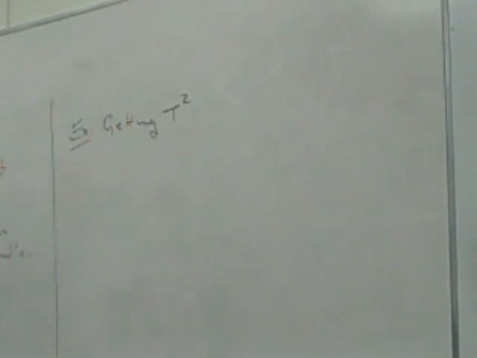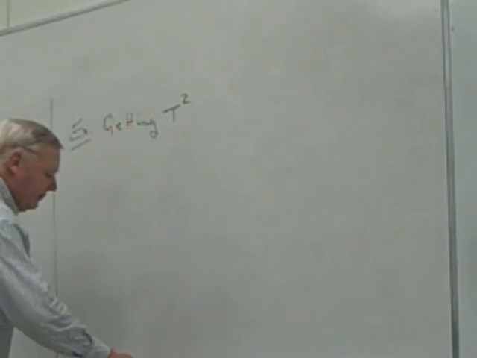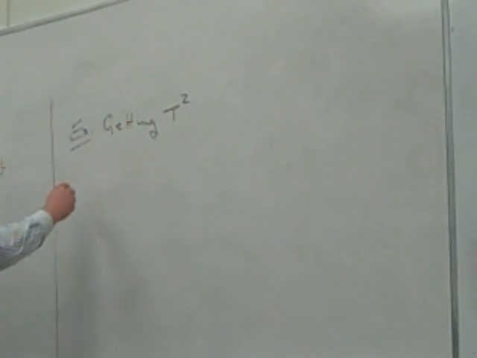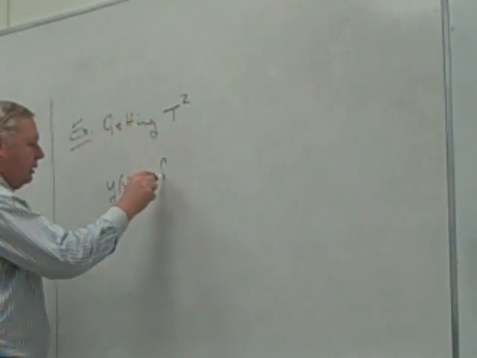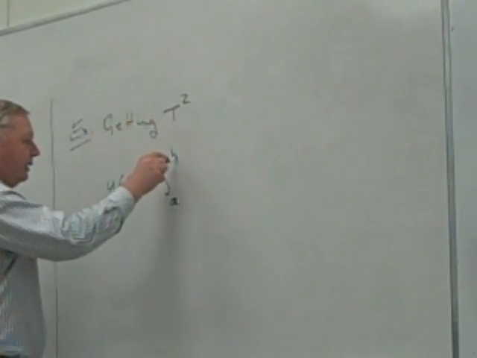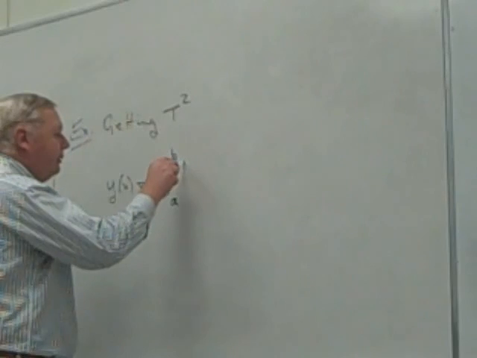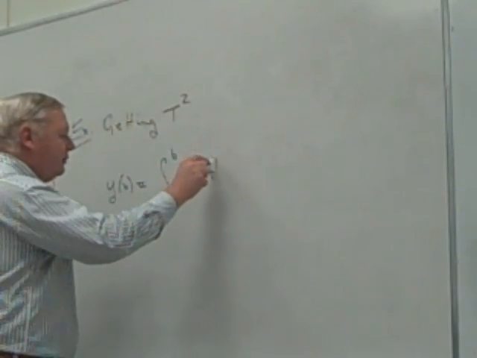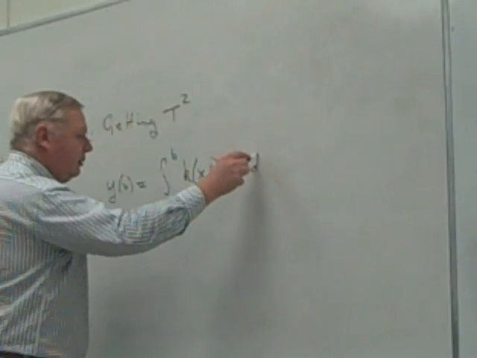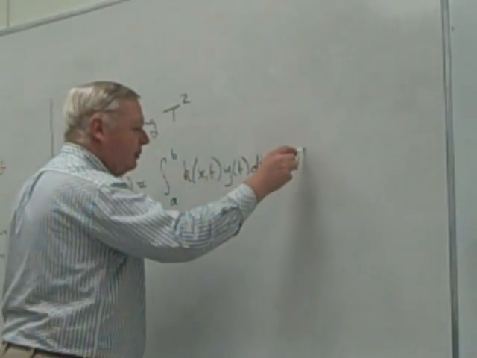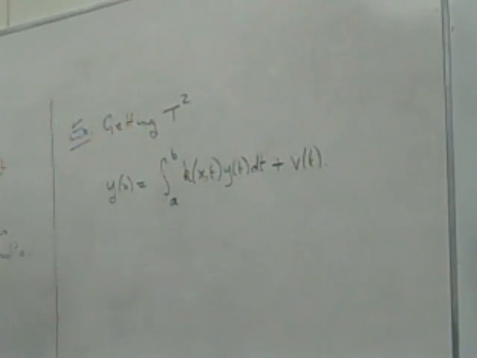Now, how could we get T squared out of this? So let's have a look at this equation. y of x is equal to the integral from a to b of k of x, t, y of t dt, plus v of x.